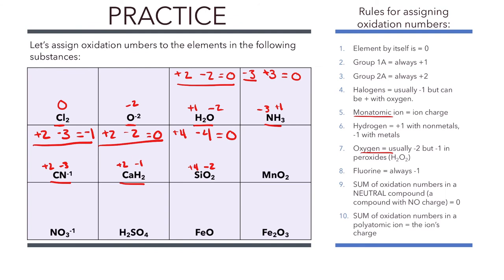Manganese oxide, so oxygen, -2. And then again, I'm not sure about manganese, so I'm going to go ahead and set this equal to 0. There are 2 oxygens, and each oxygen contributes a -2 to the oxidation number for a total of -4. And so in order to balance that out, manganese would also have to be +4.